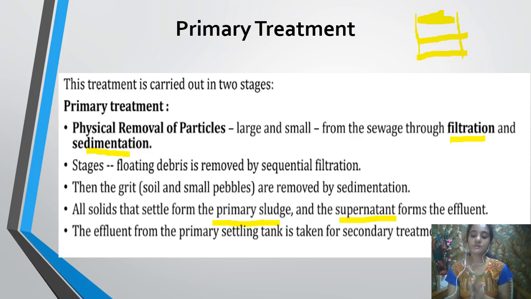Clear? So this is about the primary treatment. In primary treatment, there are two stages: one is called filtration and the other is called sedimentation. The primary sludge is formed and then the effluent is formed. The effluent is taken to the next stage, that is, the secondary treatment plant.